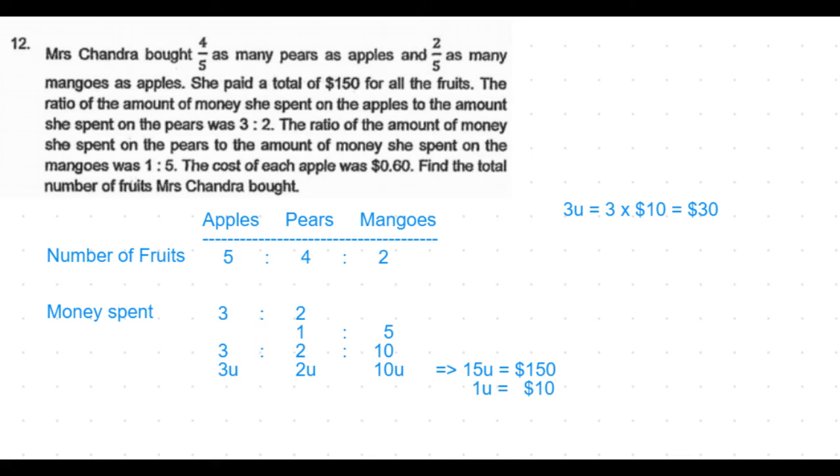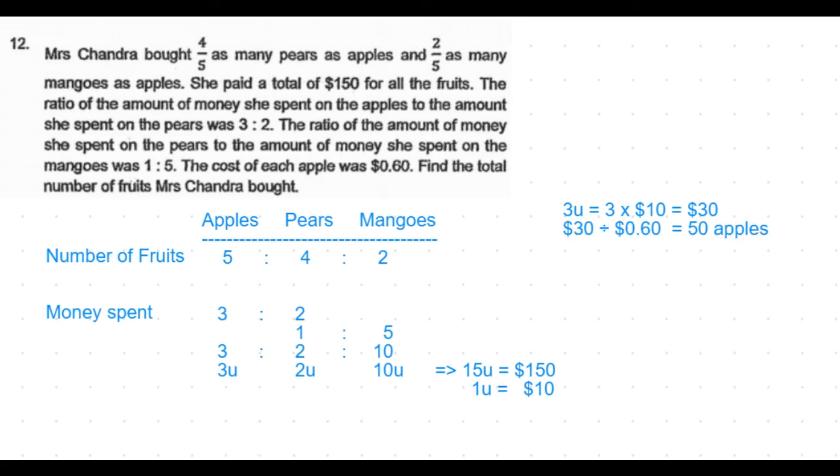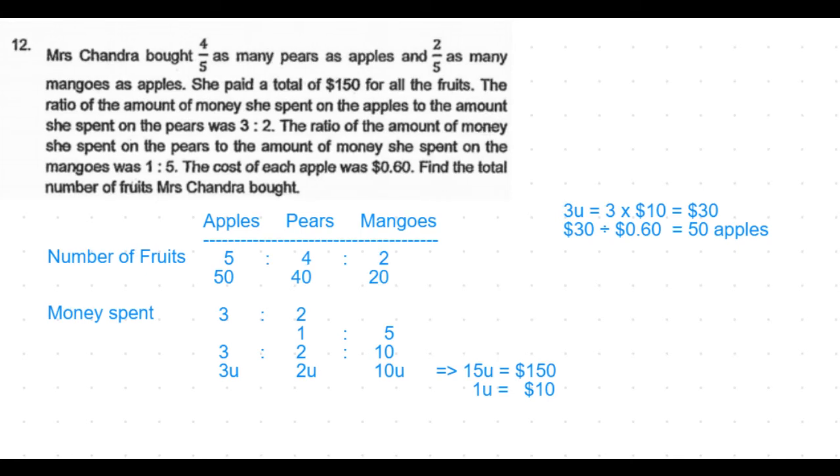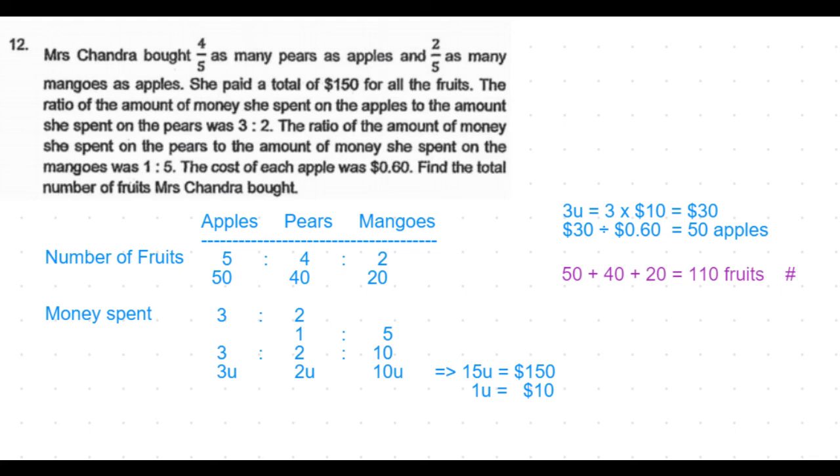And cost of each apple is given as 60 cents. So the total number of apples that she bought is $30 divided by 60 cents, which is 50 apples. Now that we know the number of apples she has bought, we know the ratio of the number of fruits that she bought. Apples to pears to mango is 5:4:2, which means the pear is 40 and mangoes are 20. So the total number of fruits she bought is 50 plus 40 plus 20, which is 110 fruits. So that's the answer to this question.